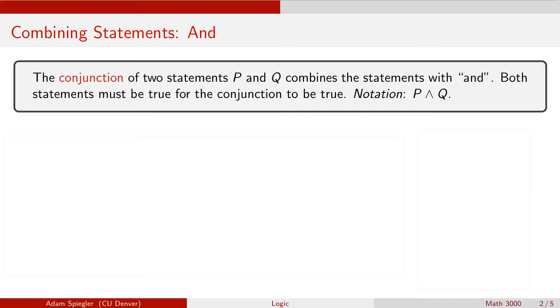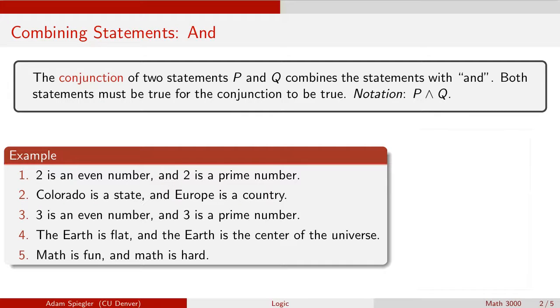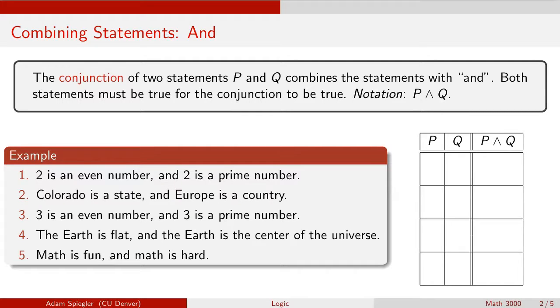So let's take a look at some examples of some conjunctions and then think about how we can consider whether these are true statements or not. So here we've got 5 different statements. And what I just opened up over here is what's called a truth table. So these are really useful ways of organizing our logical thoughts and trying to deduce the truth of combined statements.